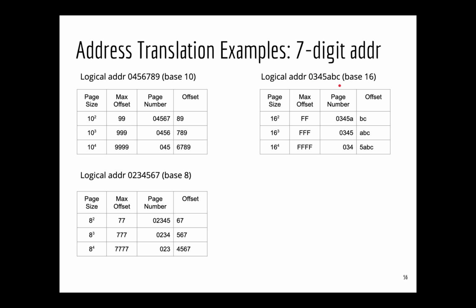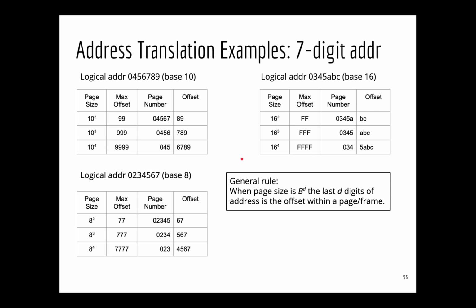So this is an address in base 16, and with base 16, when the page size is 16 to the second, then the last two hex digits are the offset. And then when the page size is 16 to the third, the last three digits of the logical address are the offset. And with hex numbers, the maximum offset is now FF, because the last two digits are the offset. The highest value for a hex digit will be F. So when the last two digits are the offset, then the maximum offset will be FF.